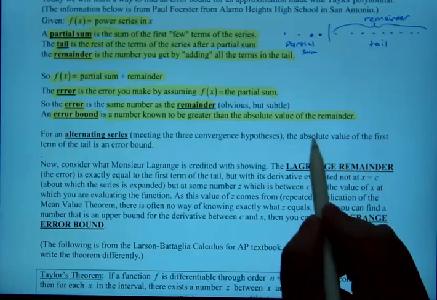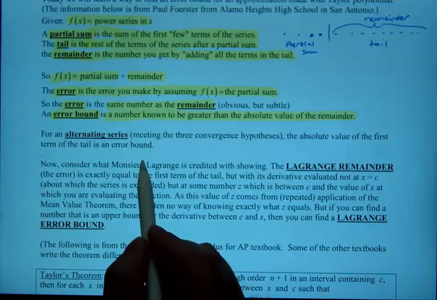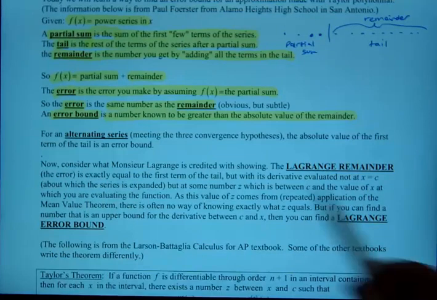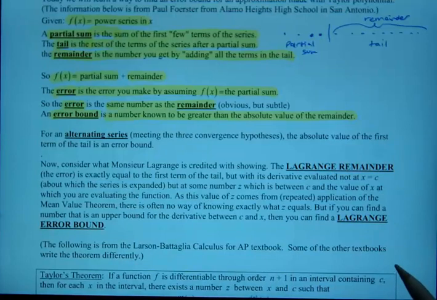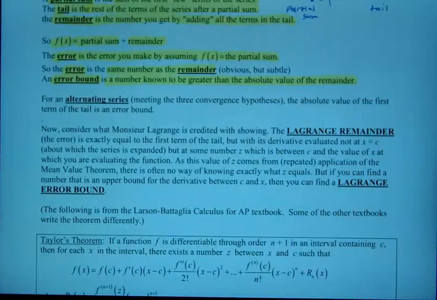The absolute value of the first term of the tail is the error bound. And we talked about that as well. If you go out 5 terms, the 6th term is your error bound. Now, the next part talks about what's called the Lagrange remainder. And I'm going to go ahead and read it with you because it is a little confusing.